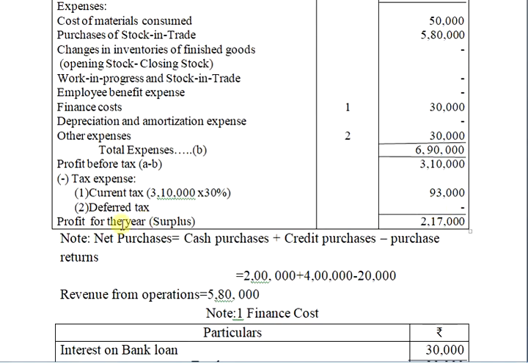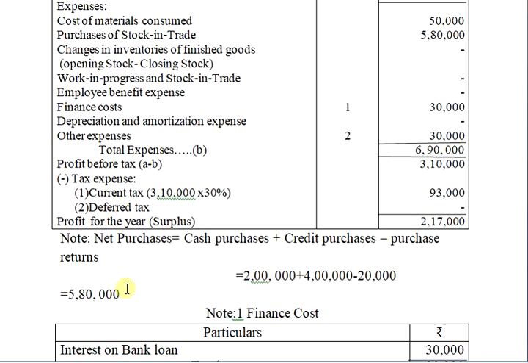You can notice here, net purchases equals cash purchase plus credit purchase minus purchase returns. Cash purchase 2 lakhs, credit purchase 4 lakhs, minus 20,000. So this is not revenue from operations, my dear students, it is purchases. So net purchases, how much does it become here?